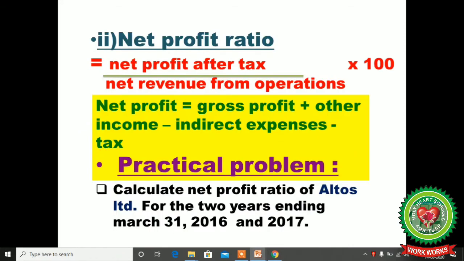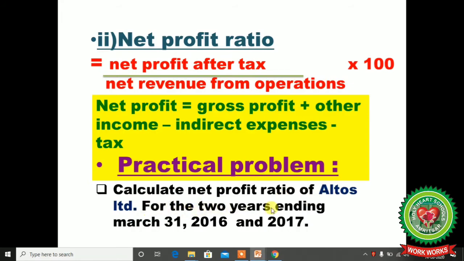Okay, now the next portion, net profit ratio. So how to compute net profit? Gross profit add other income minus indirect expenses. So here just exclude indirect expenses. And the ratio is net profit after tax divided by net revenue from operation, multiplied by 100.